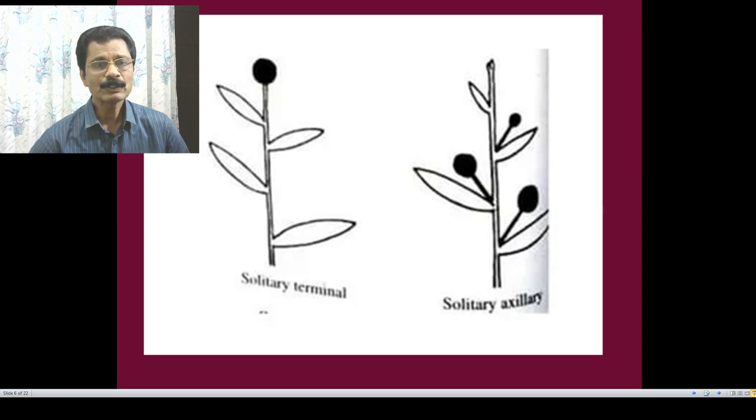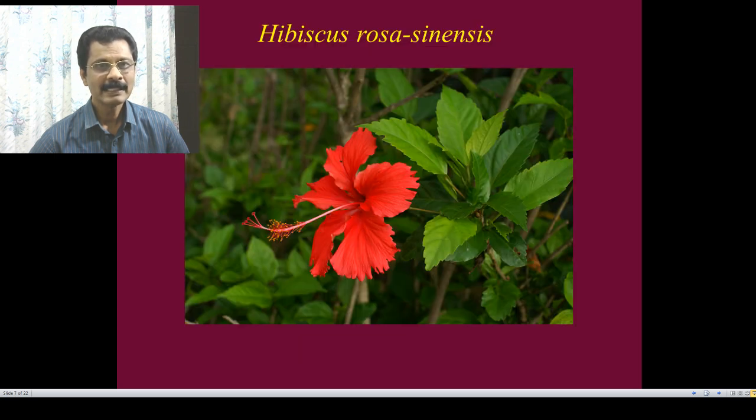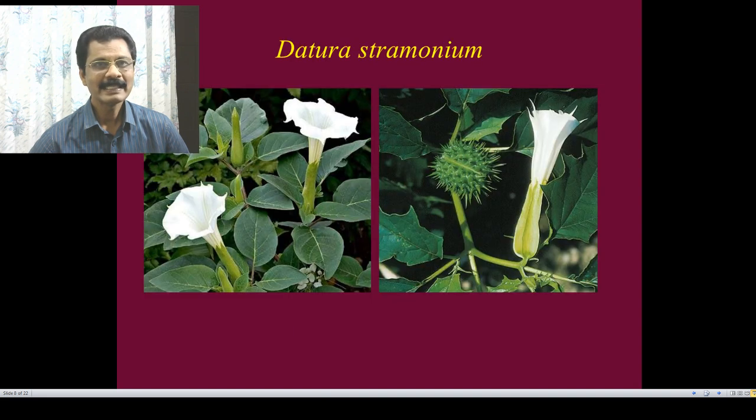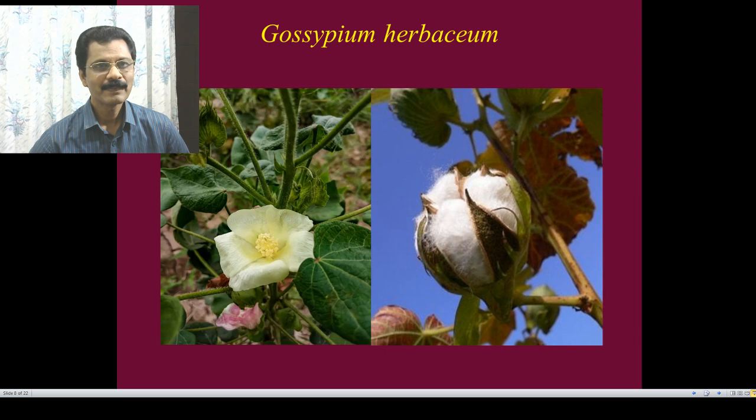Here you can see the solitary terminal cyme. This is the diagrammatic representation. This is a solitary axillary cyme. This is Hibiscus rosa-sinensis, axillary solitary cyme. Datura, here also you can see the axillary solitary cyme. This is Gossypium, terminal solitary cyme. Gossypium herbaceum, cotton plant. Right?